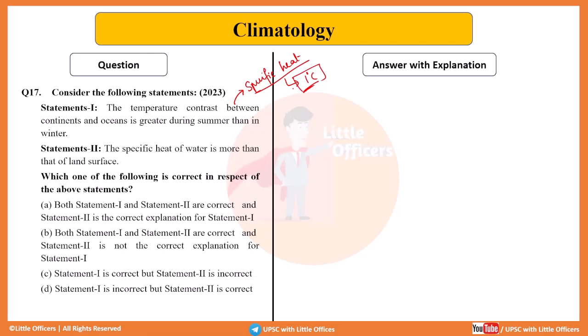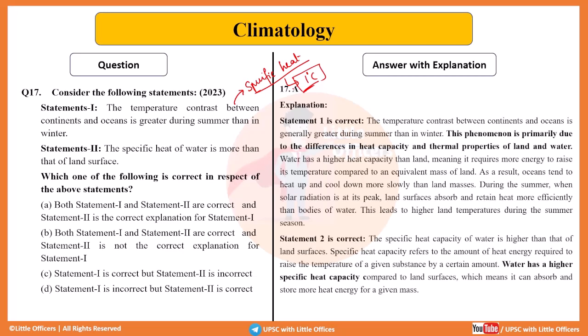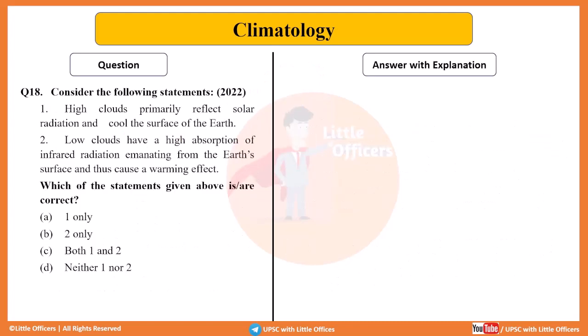Now coming to the second statement: the specific heat of water is more than that of the land surface. Of course, this is the reason why this phenomenon is happening. So the first is correct, the second is also correct, and the second is explaining the reason behind the first statement. So both of them are correct, and the second is the correct explanation for statement 1.